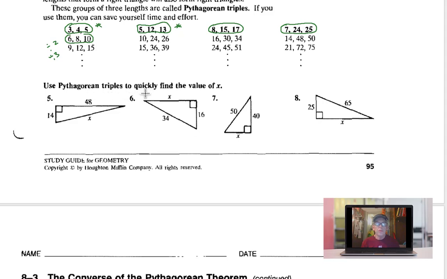Okay, let's look at number 6. Use Pythagorean triples to quickly find the value of x. Here they've given us a 34 for the hypotenuse and a 16 for one of the legs. If we look at the chart, 34, 16, 30 is the missing leg.